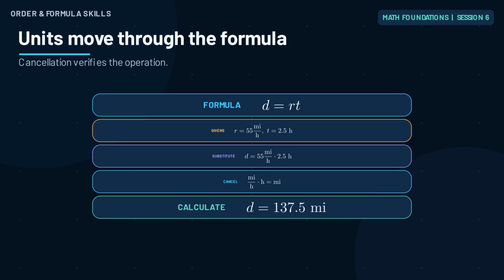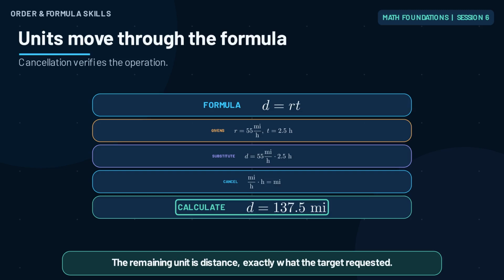55 times 2.5 equals 137.5. The distance is 137.5 miles. The unit cancellation confirms multiplication, while a quick estimate of 50 times 2.5 confirms the size. Visible units are a built-in error detector.